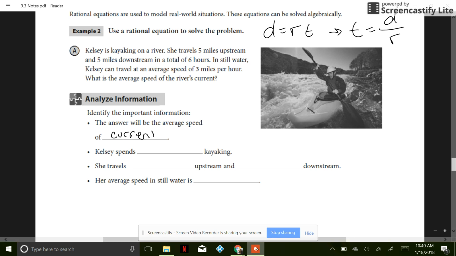What's the speed of the current? Kelsey spends how many hours kayaking? A total of 6 hours. She travels 5 miles upstream and 5 miles downstream. And her average speed in still water is 3 miles per hour.